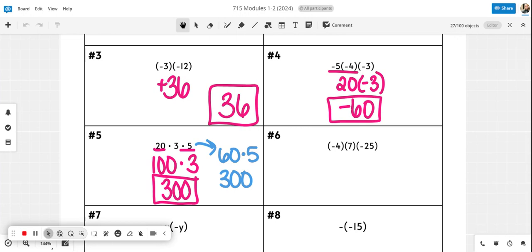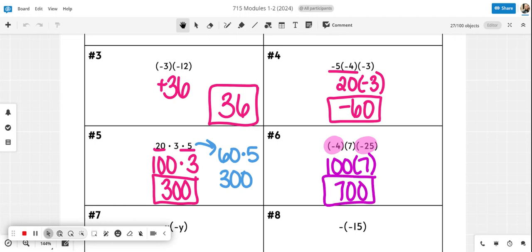All right, number 6. Again, a similar idea. Think about which makes most sense to multiply first. I think those two make the most sense, and there's 2 reasons for that. So stop and think about those 2 reasons. First things first, those are our 2 negatives. We know a negative times a negative is a positive. 4 times 25 is 100. I'm going to bring down that 7. Again, now I have 100 times 7, 700.